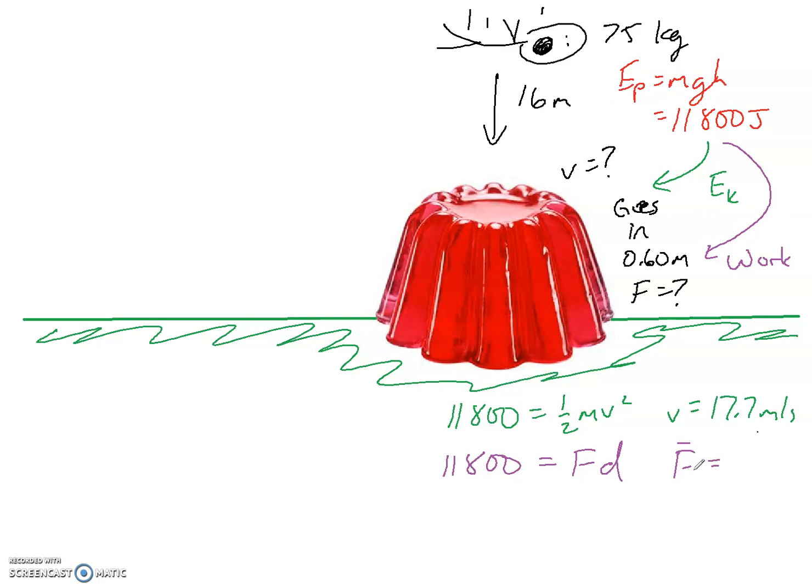So I've got the 11,800 joules of energy. We're going to divide that by the 0.6, and then we get a force of approximately 19,700 newtons of force actually being used to stop the person when they hit the jello. And that would be the average force.